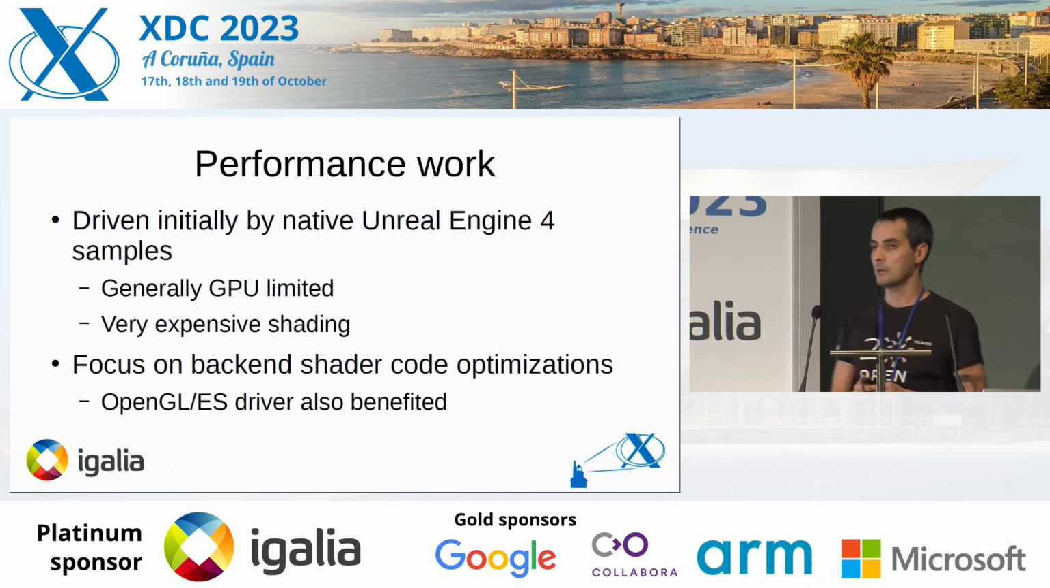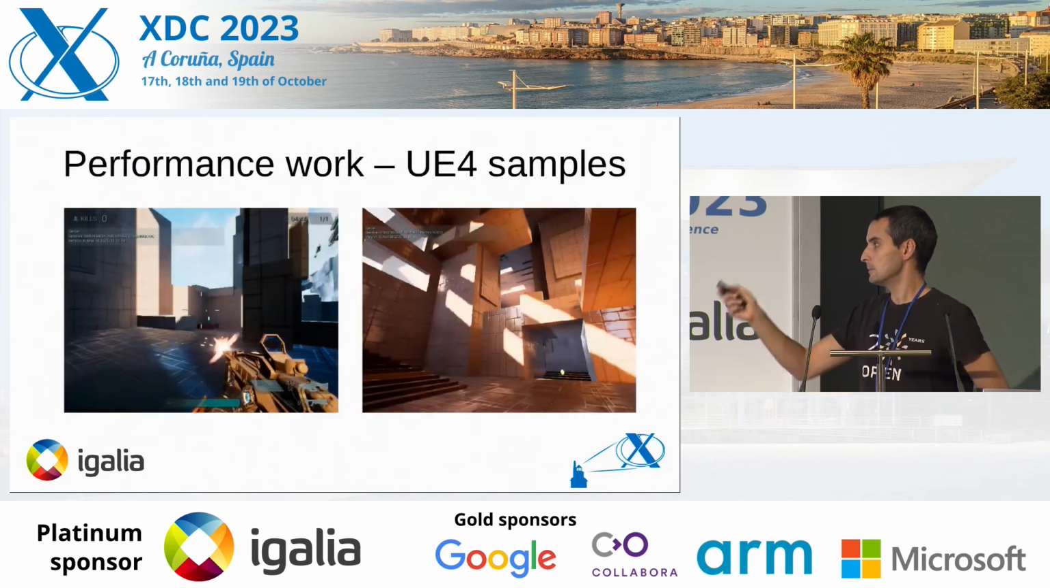At that time, we focused the performance work on Unreal Engine 4 samples. They were pushing what the Raspberry Pi 4 was able to do. They were generally GPU limited, and they were using really expensive shading. That means most of the performance work was done on the compiler, which also had the advantage of benefiting the OpenGL driver. This is rendered by the Raspberry Pi 4, one of the Unreal Engine samples.